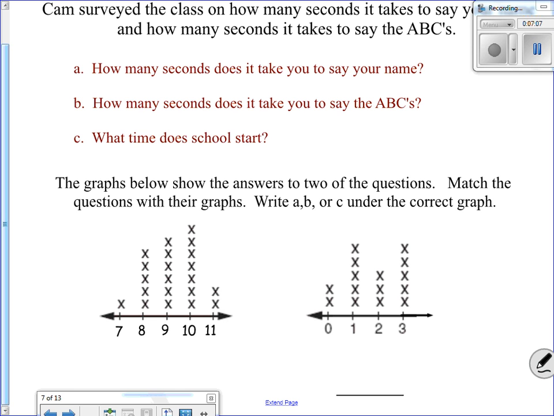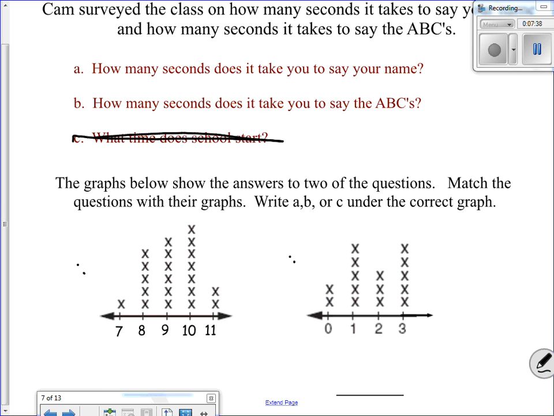How many seconds does it take to say your name? Well, I know this isn't right. This could be right for A. Okay, could probably say it in less than a second. I would agree with that. We could say our name that fast. Okay, how many seconds does it take to say the ABCs? I guess if you're really cruising, you could do it at 7. What time does school start? Okay, well, I know this could not be what time school starts. 7, 11 o'clock, that's not going to work. So I know this one's automatically out.